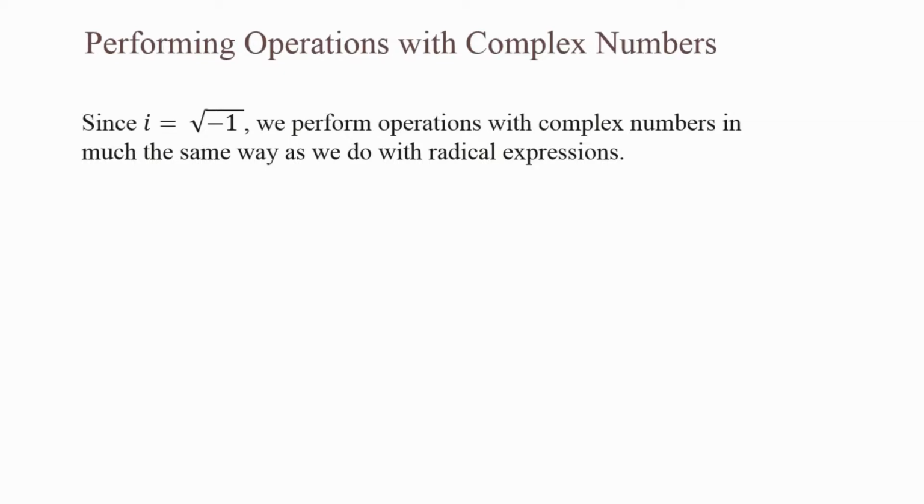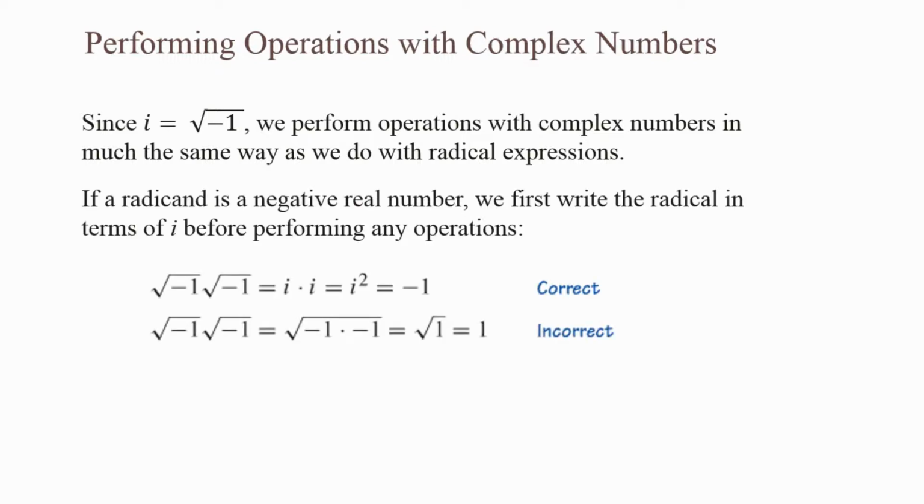Performing operations with complex numbers. Since i equals the square root of -1, we perform operations with complex numbers in much the same way as we do with radical expressions. If a radicand is a negative real number, we first write the radical in terms of i before performing any operations, which means the square root of -1 times the square root of -1 is equal to i times i, which is i squared, which equals -1.